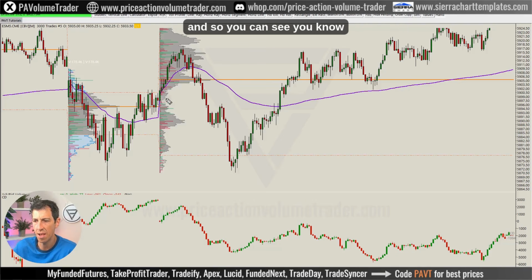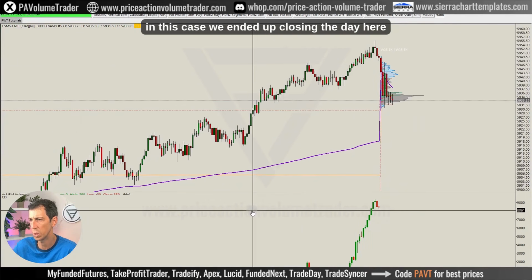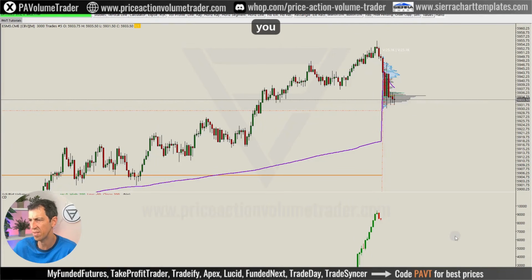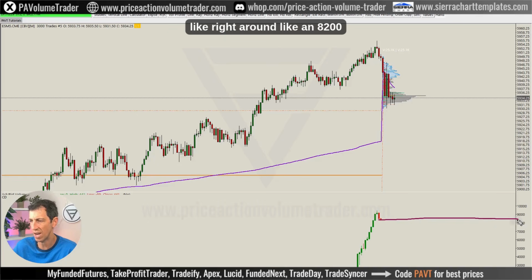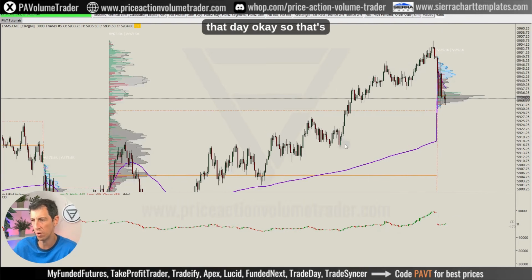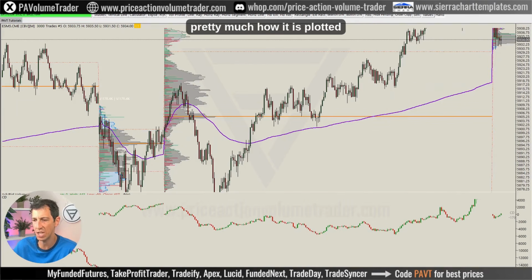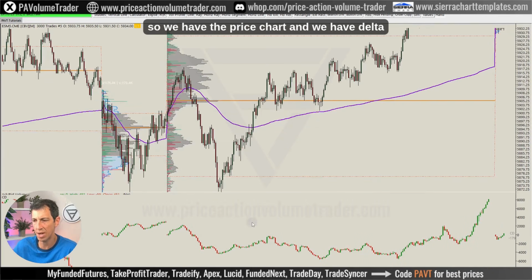And so you can see, as deltas go up, it starts going up on the delta scale here. Then we start having delta coming down, etc. And then by the end of the session, which in this case we ended up closing the day here, you can see that we ended up pretty positive, like right around an 8,200 positive delta for the day. So that means there was a lot of aggressive market participants that day. Okay, so that's pretty much how it is plotted. So we have the price chart and we have delta.